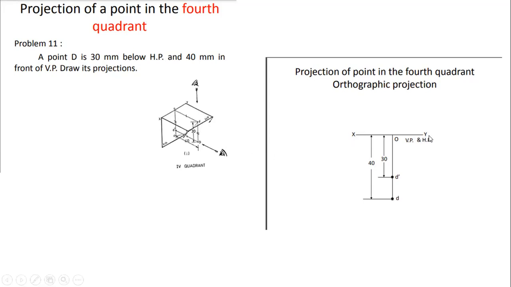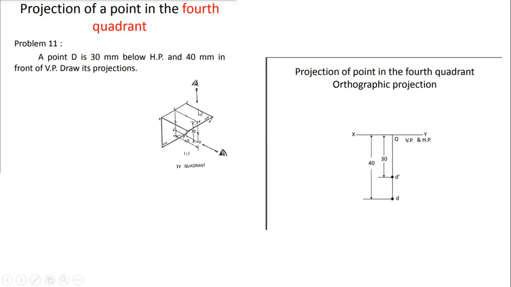So draw the XY line. The observer is viewing the point D from the front view direction. So, 30 mm below the horizontal plane, the point D is projected on the vertical plane as D dash. Draw a projection line for a distance of 30 mm and mark D dash from O.